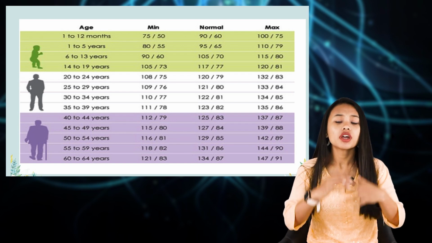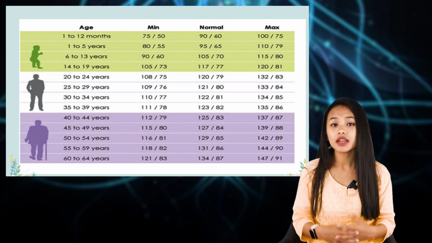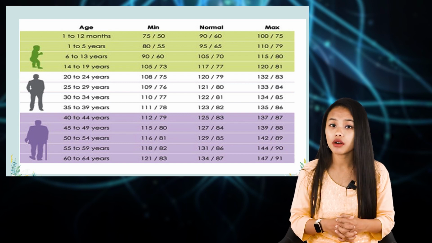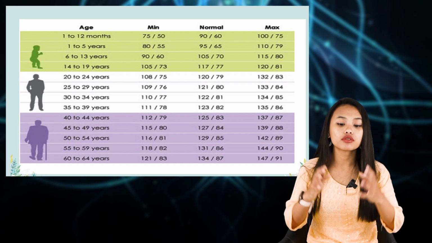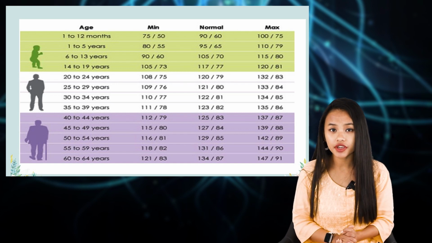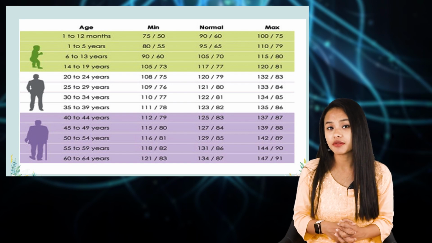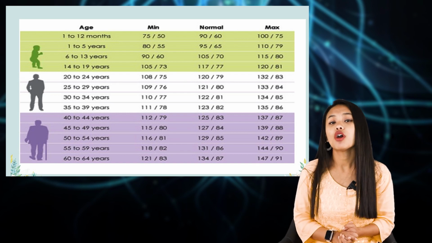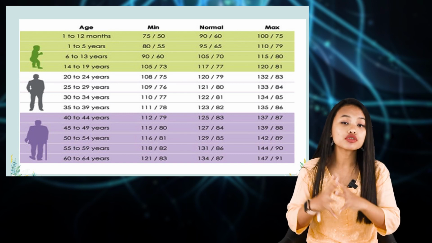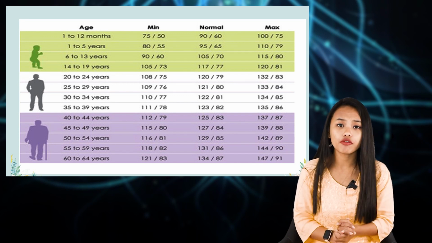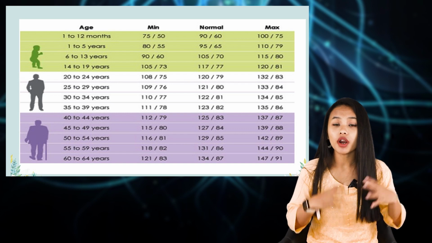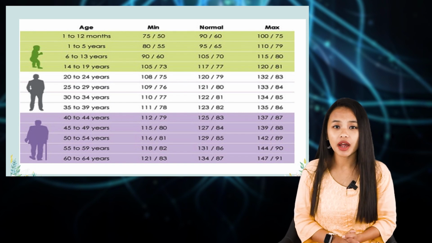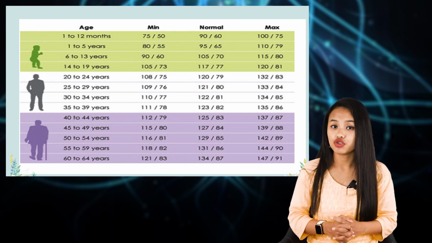For 40 to 44 years of age, their minimum can be 112 by 79, their normal is 125 by 83, and their maximum can be 137 by 87. And for those who are between 45 to 49 years of age, their minimum can be 115 by 80, their normal is 127 by 84, and their maximum can be 139 by 89. And also for those between 50 to 54 years of age, their minimum can be 116 by 81, their normal is 129 by 85, and their maximum can be 142 by 89.